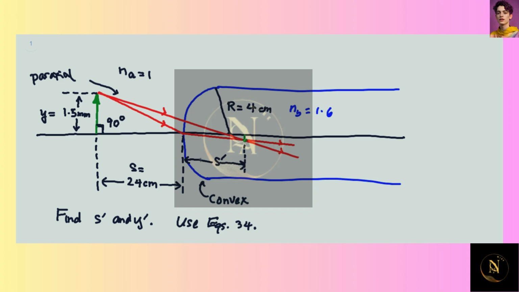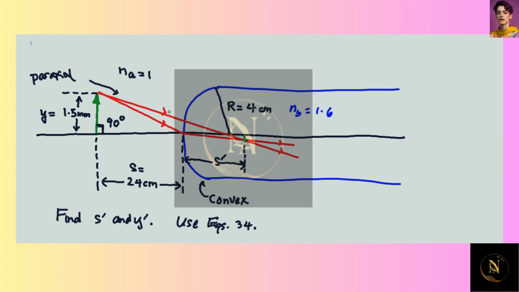24 centimeters. And we're told that we have paraxial rays that are basically illuminating this object, and it's going to get refracted into this glass. And we're asked to find the image distance, S prime, and the image height, Y prime.